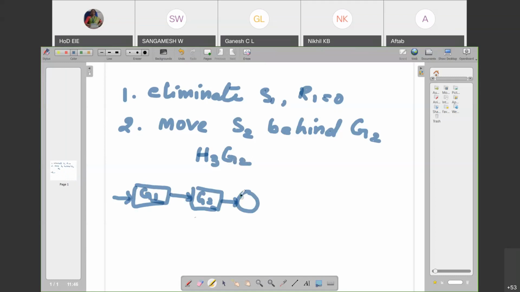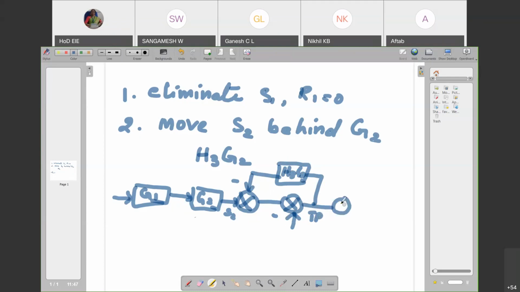So all of you move your S2, that is, S2 has been moved behind G2, okay? Whatever H3 was having, this H3 is getting multiplied with G2, okay? Then you have your S3 with a negative input, and you have your takeoff point.